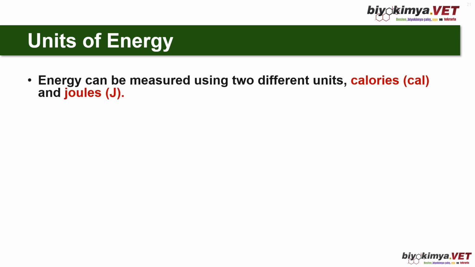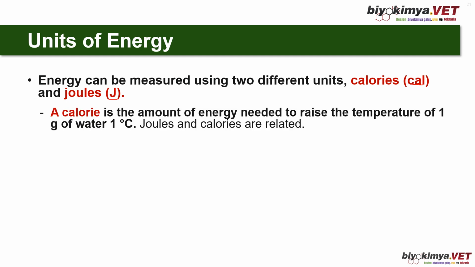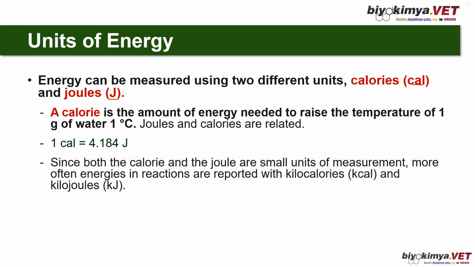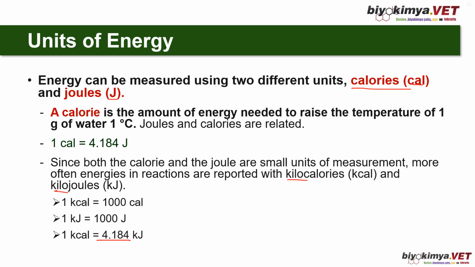What are the units of energy? Energy can be measured using two different units, calories, cal, and joules, J. A calorie is the amount of energy needed to raise the temperature of 1 gram of water 1 degree Celsius. Joules and calories are related, and 1 calorie equals 4.184 joules. Since both the calorie and the joule are small units of measurement, more often energy in reactions is reported with kilocalories or kilojoules. 1 kilocalorie equals 1,000 calories, 1 kilojoule equals 1,000 joules, thus 1 kilocalorie equals 4.184 kilojoules. And here I want to mention that the calorie is the thermodynamic calorie.